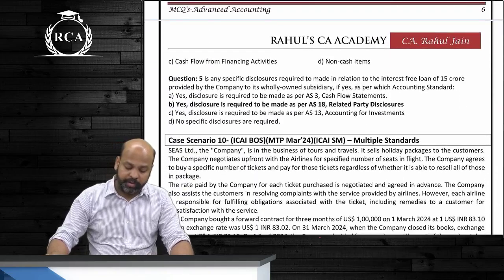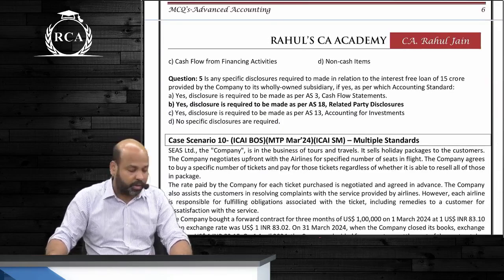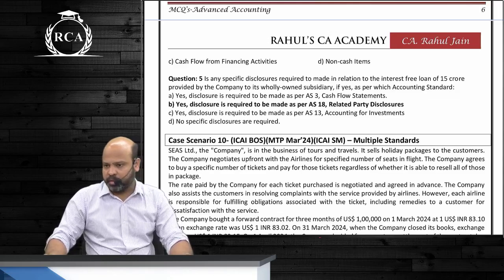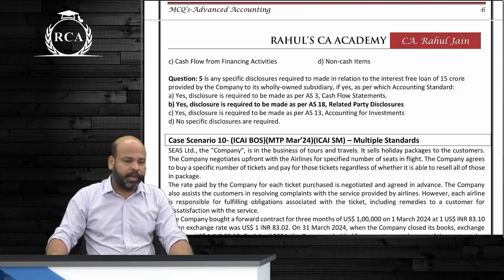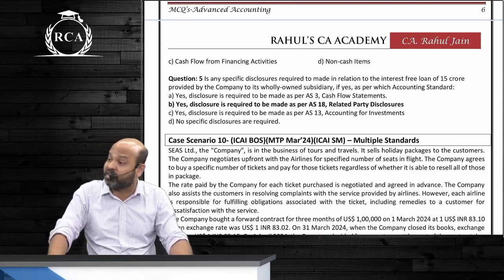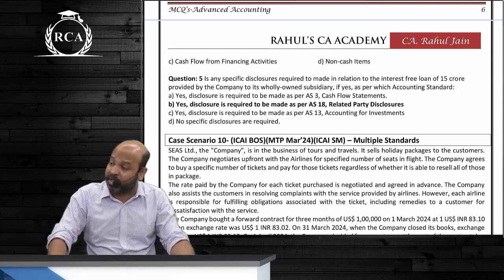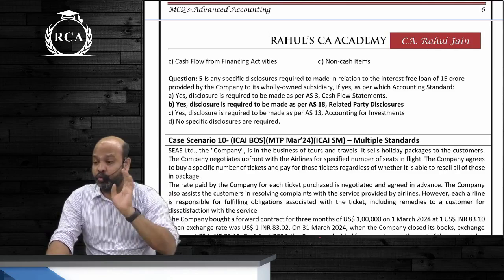Is there any specific disclosure required to be made in relation to the interest-free loan of 15 crores provided by the company to its wholly owned subsidiary? AS 18 related party disclosures, guys. Doesn't matter whether it is an interest-free loan, or whether interest is being charged at market rates. Disclosure is mandatory. AS 18 never says disclosures are required only if the transactions are not at arm's length price. Whether it is at arm's length price or not, you will have to disclose it.